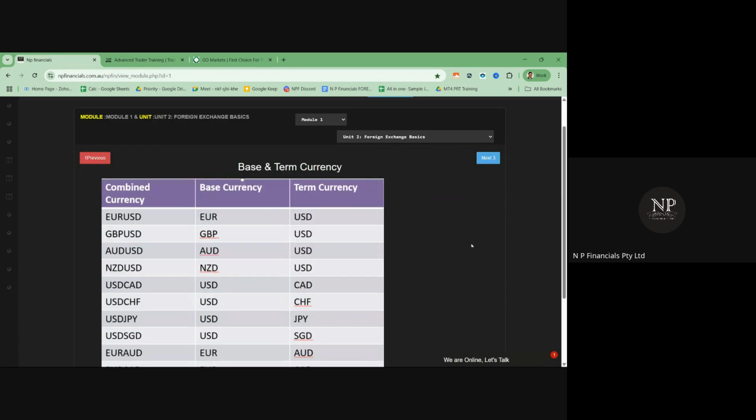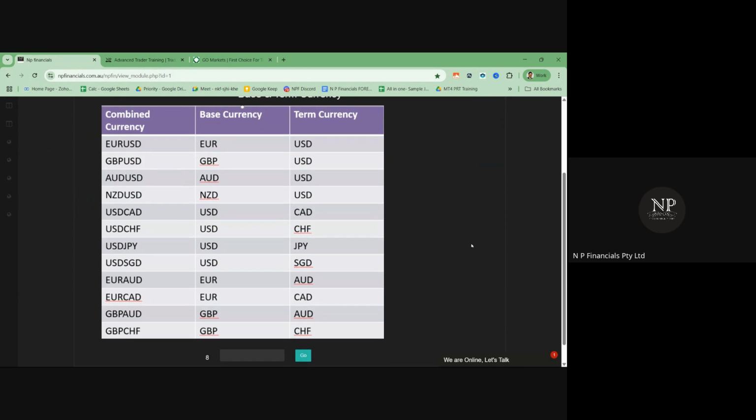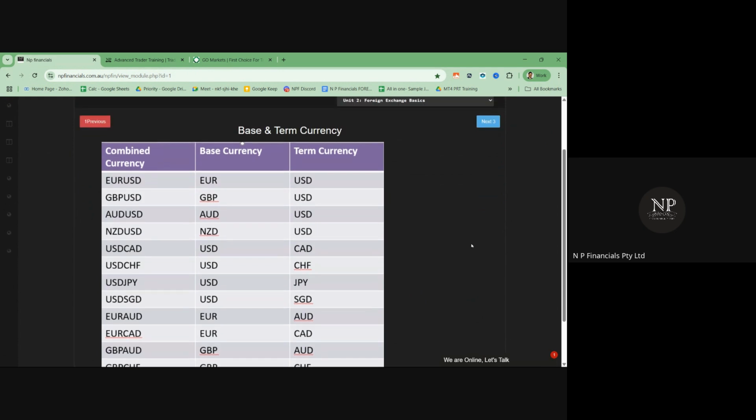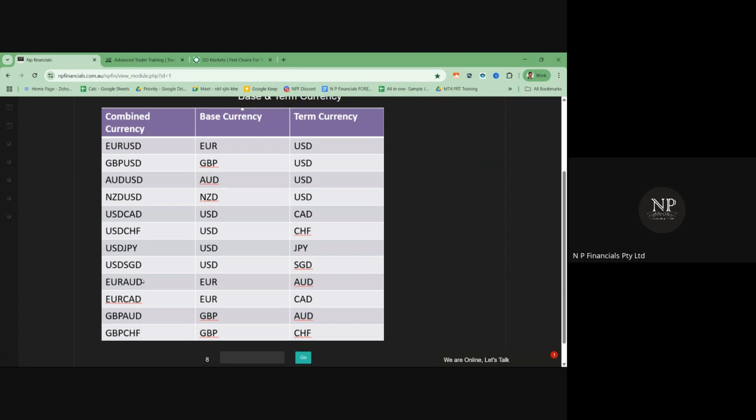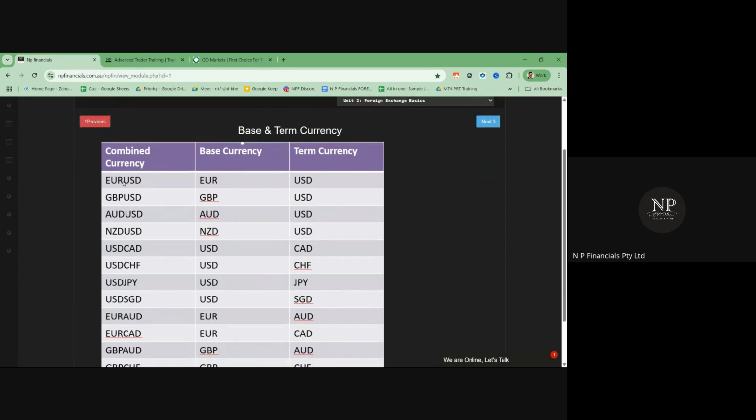Now after currency nomenclature, we'll go to base and term currency. Every currency pair is represented by 6 letters. The first three letters represent the base currency. I'll tell you what the function of the base currency is. And the last 3 letters are known as the term currency. I'll tell you what the term currency is and what its function is.